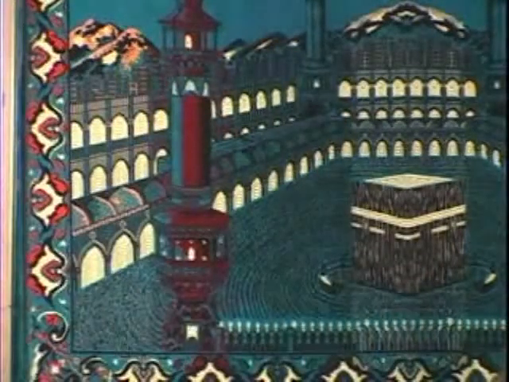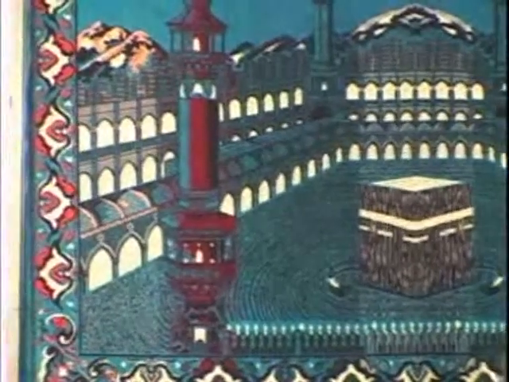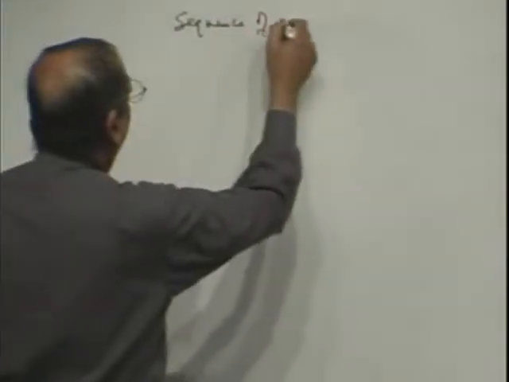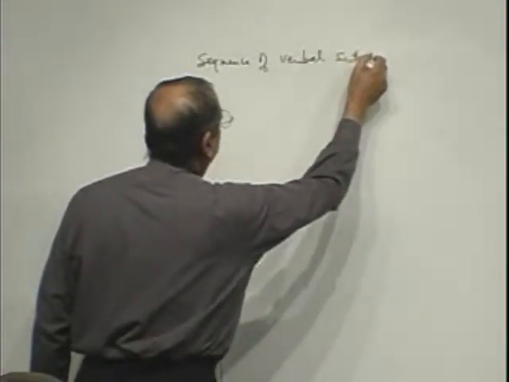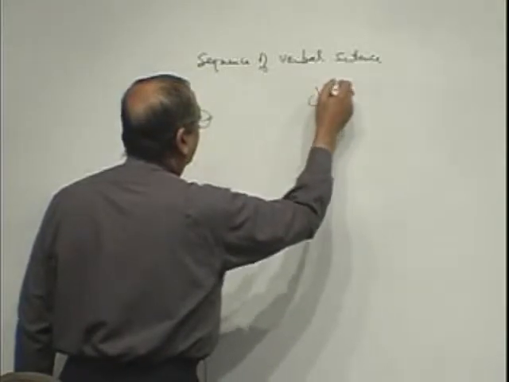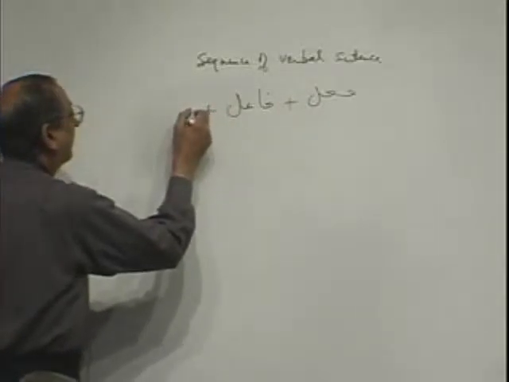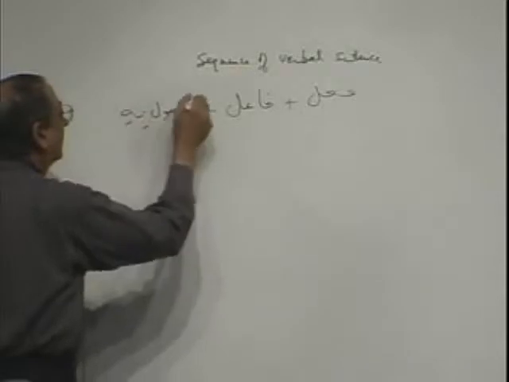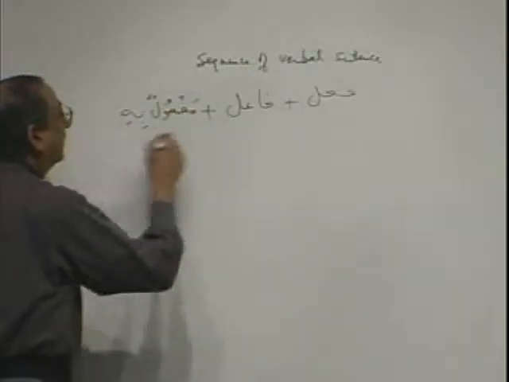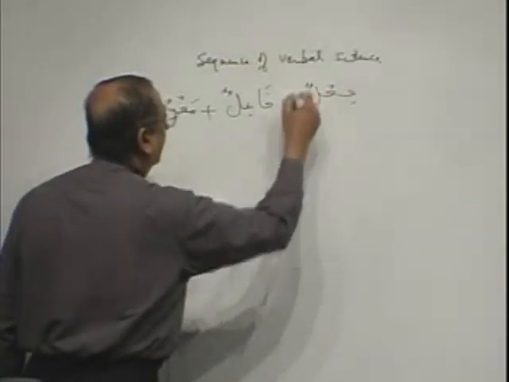Remember I told you the sequence of a verbal sentence? What is the normal sequence of a verbal sentence, brother? First is the fi'l, and then it is the fa'il, and then it will be maf'ulun bihi. Fi'l, fa'il, maf'ul bihi. Are you with me, brother?